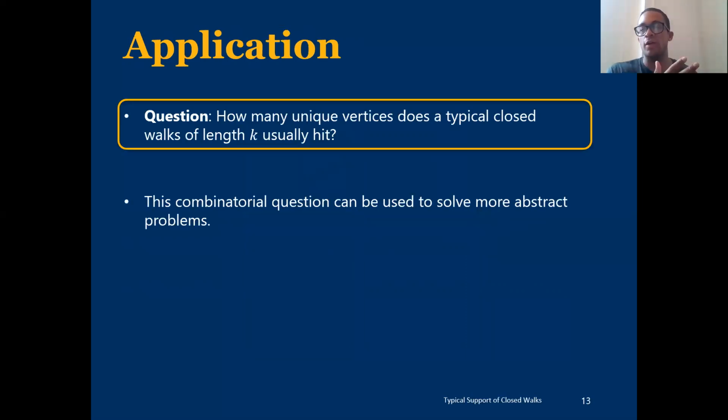Okay, so it turns out that this question, which is combinatorial, actually helps us figure out the answer to other questions in mathematics that are more abstract. So let's talk a little bit about these abstract questions that use counting the support of closed walks, and then we'll go back to how we actually figure out this problem: what is the support of a typical closed walk?